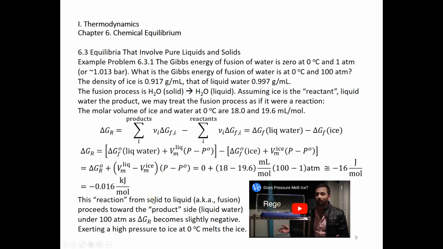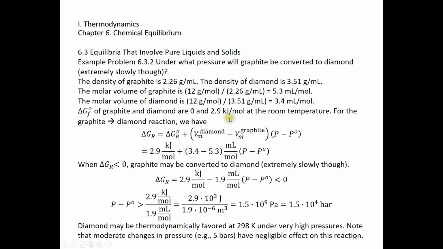Alright, I'm gonna move on to slide 10 over here. Here's another example, problem 6.3.2. Under what pressure will graphite be converted to diamond? Well, this can be done with a huge pressure. However, this is going to be extremely slow. Alright, but still, theoretically, let's look at this.